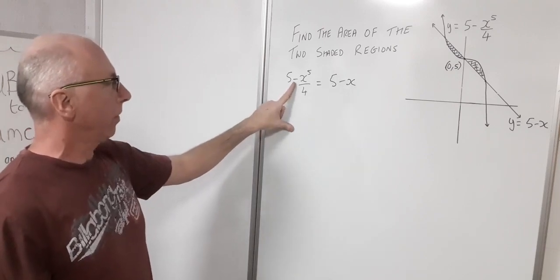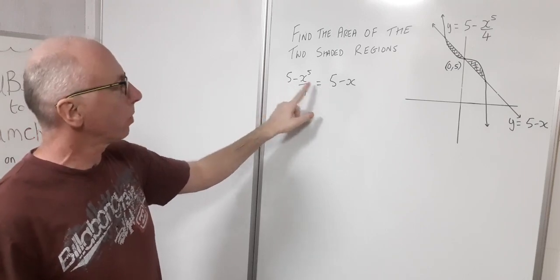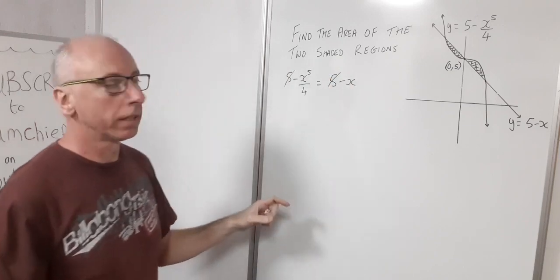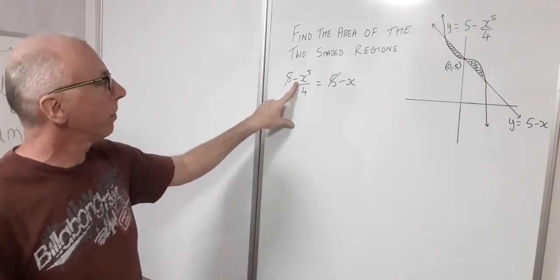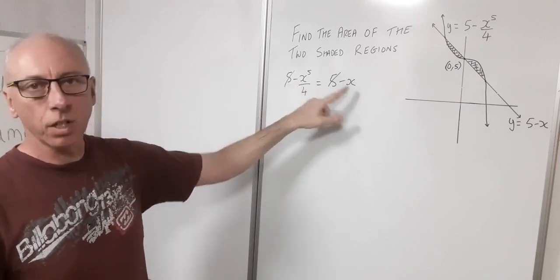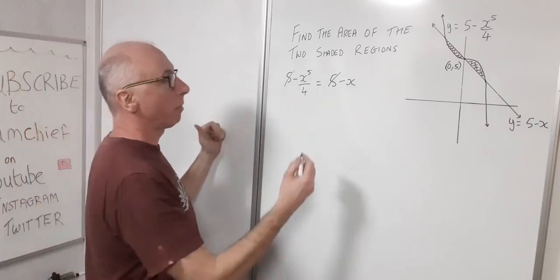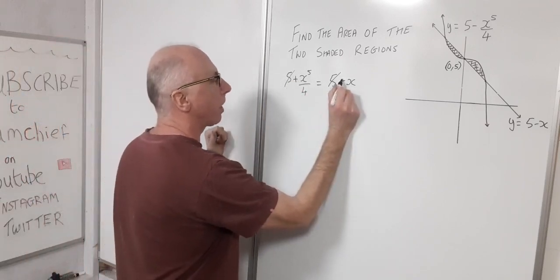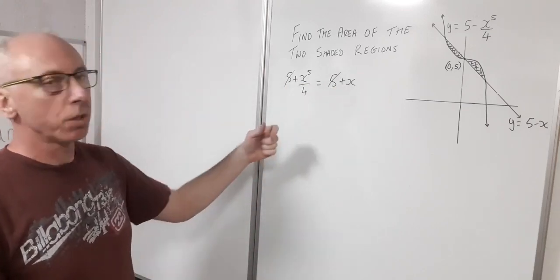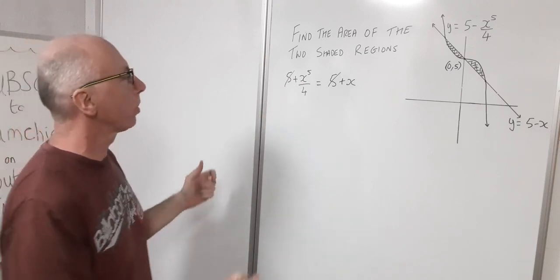Okay, now 5 minus x to the 5 over 4 equals 5 minus x. Well, both sides contain a 5, so we can cancel those out straight away. And then we've got minus x to the 5 over 4 and minus x. So I can turn those both positive: multiply both sides by minus 1, and I'll end up with plus x to the 5 over 4 and plus x. Now let's bring this x onto this side and set it equal to 0 and see if we can find some solutions.